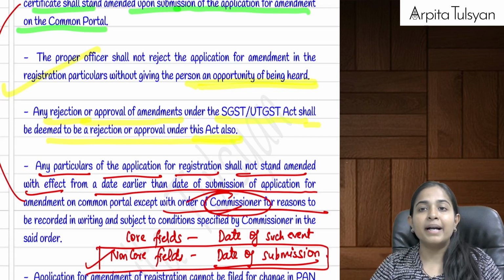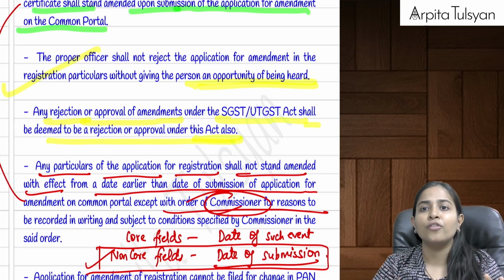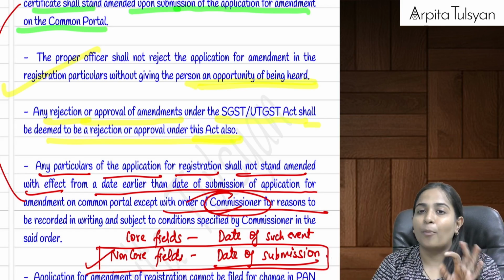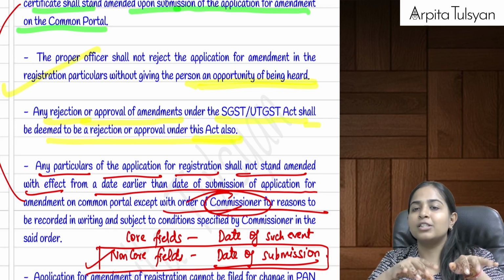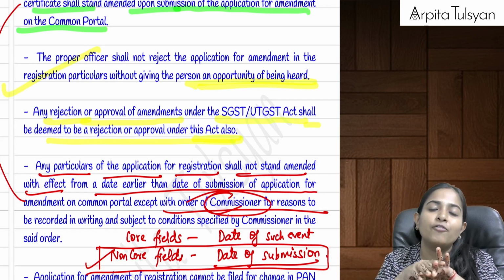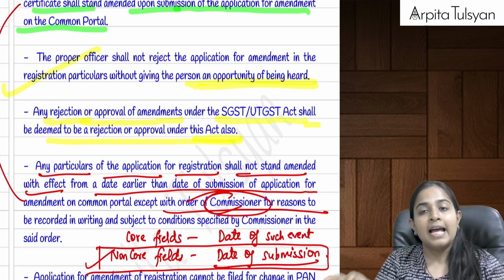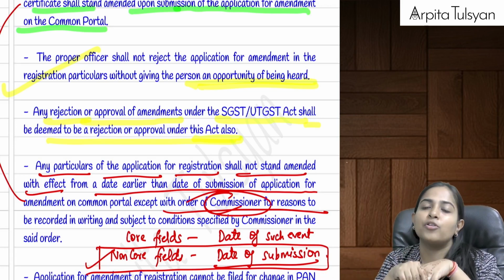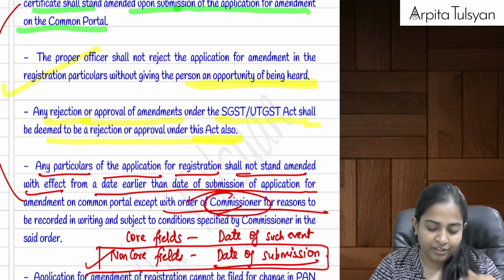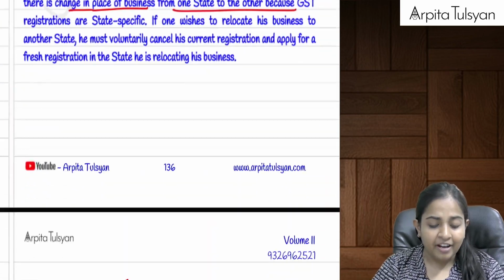But in case of non-core fields, there is no intervention of the proper officer. You just do the amendment by yourself on the GST portal, and that's it. The date when you submit that information on the GST portal is considered as the date when the changes in non-core fields have happened.